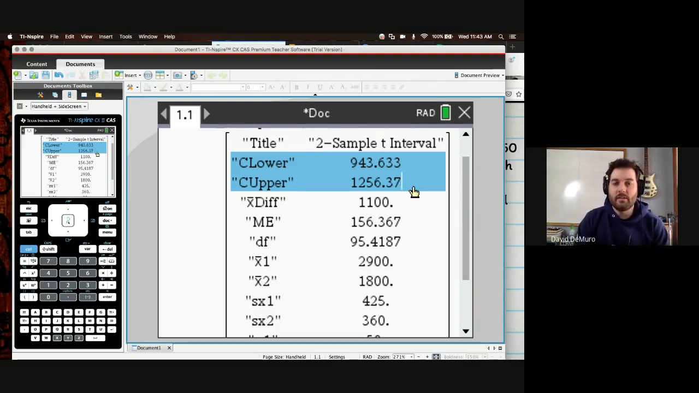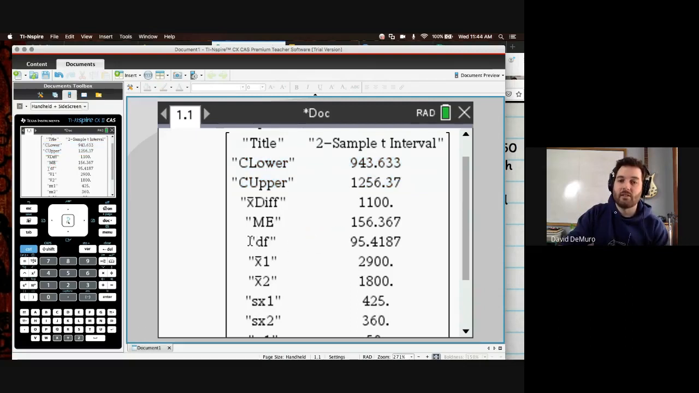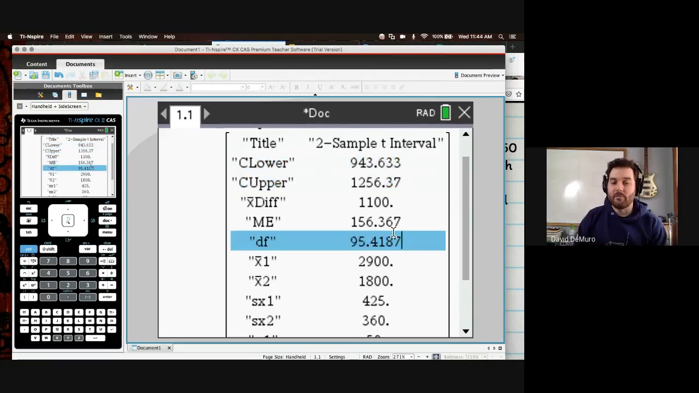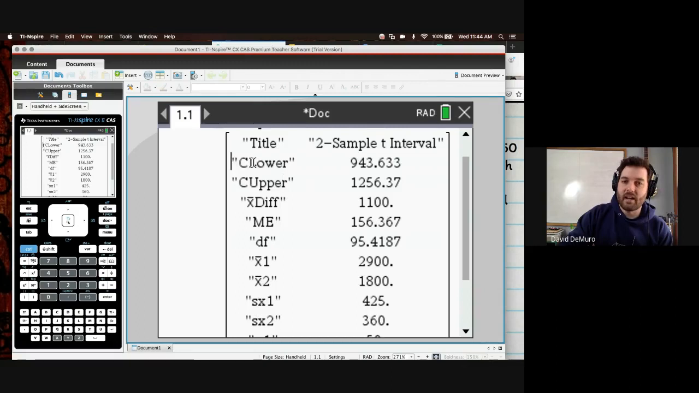They're going to be just a bit different than what we calculated by hand because we have a more exact measure for degrees of freedom on the calculator. We calculated with 40 degrees of freedom. But on here, the exact degrees of freedom is 95.4187. Either way you do it, just make sure you specify, here are the boundaries of my interval, and here were the degrees of freedom that I used. If you have those things in step 3, then you're good. You don't need to show any additional work.